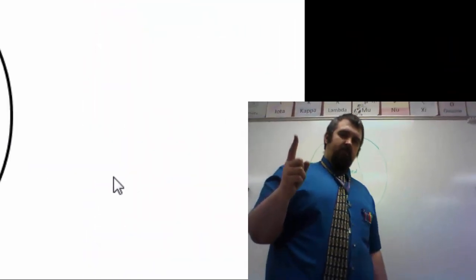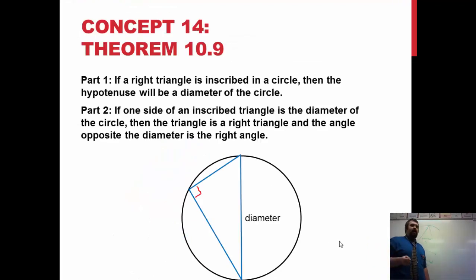So, inscribed polygons, the first one we look at is a right triangle. If I put a right triangle in a circle, it's actually going to be in one semicircle, or one half of the circle. That's because if I put a right triangle inside a circle, that right triangle will always have the hypotenuse be a diameter of the circle. No matter how I draw it, it's going to be a diameter of a circle. So, let's just look at part 1 there.